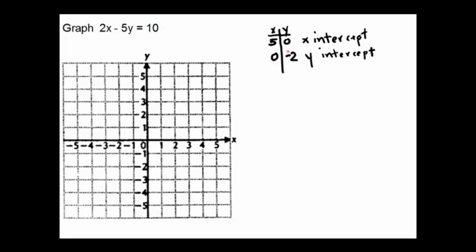So first, 5, 0, start at 0, 0, over 1, 2, 3, 4, 5, and up 0. X-intercept lands on the x-axis. Then we'll do the y-intercept. Start at 0, 0. It says don't go over, but go down 2. Make a point. Y-intercept lands on the y-axis. We'll connect the points to draw our graph.